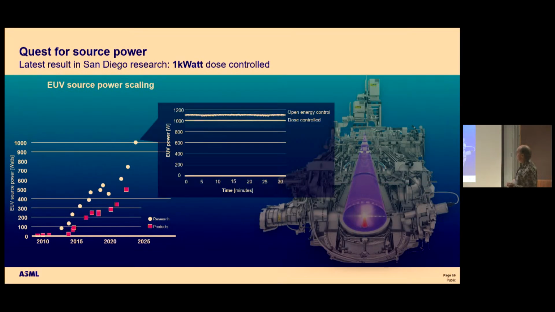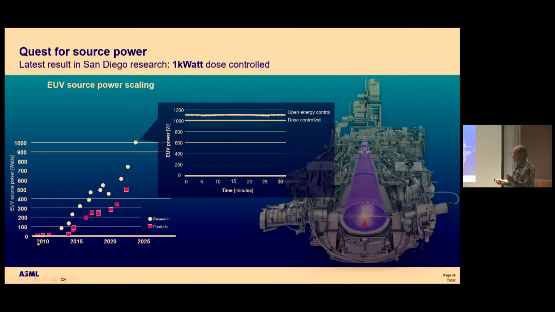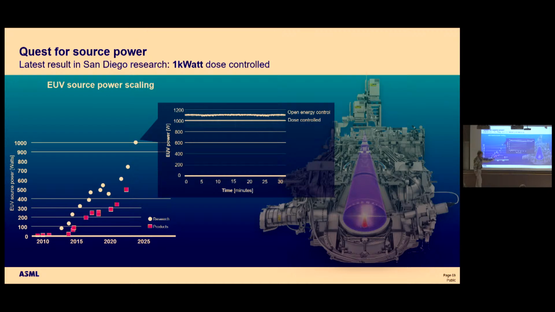The EUV light source, we've recently announced our latest results in San Diego. We can get 1 kilowatt of power out of our source. And remember what Tony said. In the beginning, we struggled to get 1 watt. Then at some point, we were really excited that we got 10 watts. TSMC told us that when we hit 80 watts, we can go into volume production. That was in 2019. No, that was 250 watts.